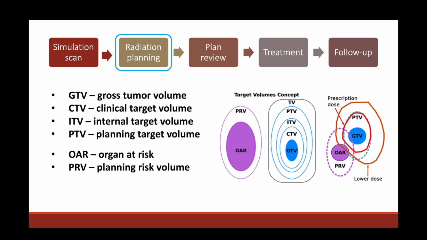We typically start by contouring the GTV, which is the gross tumor volume. That is typically the tumor that you can see with your naked eye on the patient's imaging. A CTV is a clinical target volume, and it's really meant to account for microscopic spread of disease that we cannot see with our naked eye.